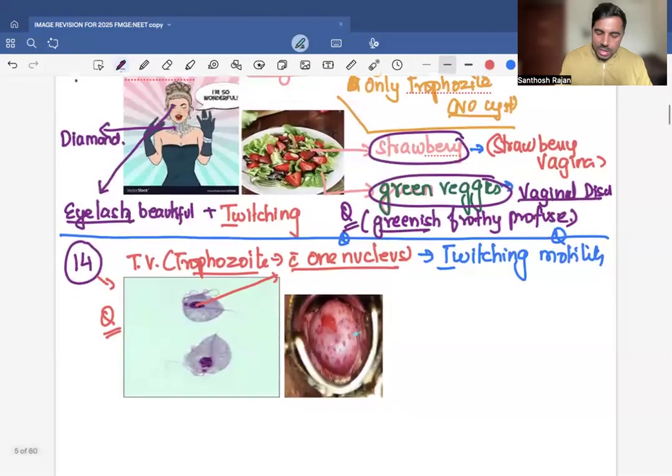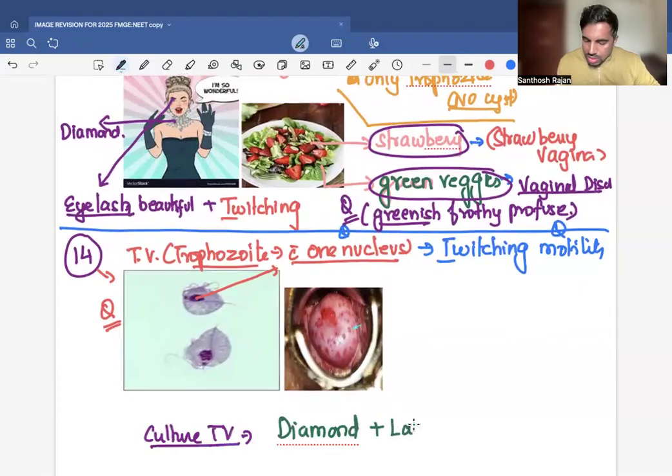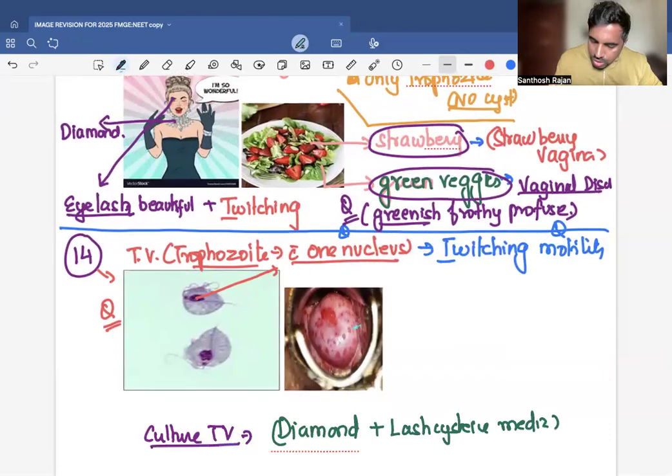And of course, why did we say diamond and this thing? Because for the culture of Trichomonas vaginalis, you have to use Diamond's media. Only a few parasites have culture media. Diamond plus lash cystine is basically the eyelash, because it's lash cystine media. One thing not to forget: in the trophozoite there are actually 5 flagella, 4 anterior and 1 posterior, like this. So 5 flagella is there. That is also important.